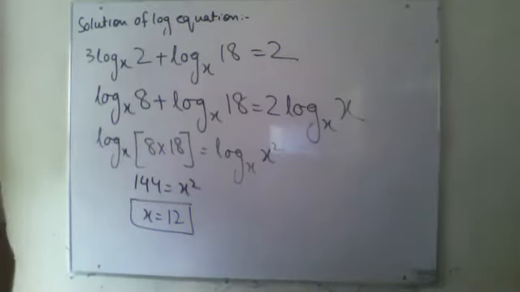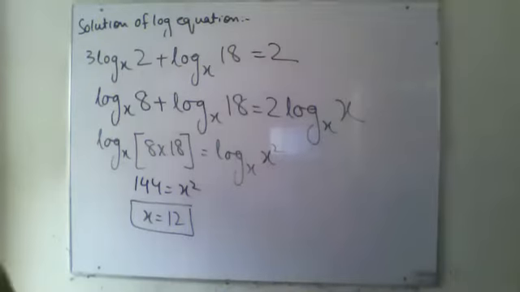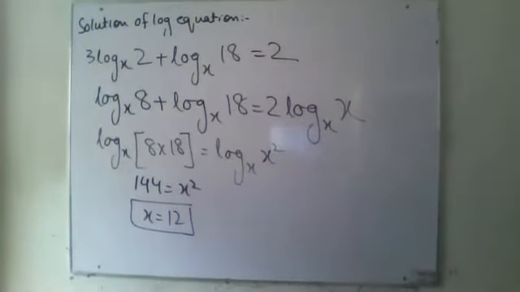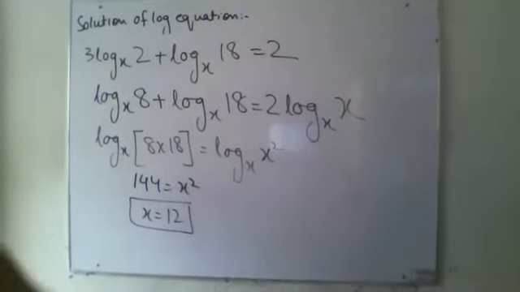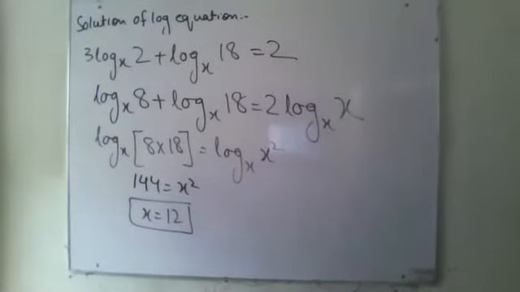I will not take minus 12 because then my base will become negative. That is also not possible. So we will not take minus over here. 144 equals x square, x will be coming equals to 12.